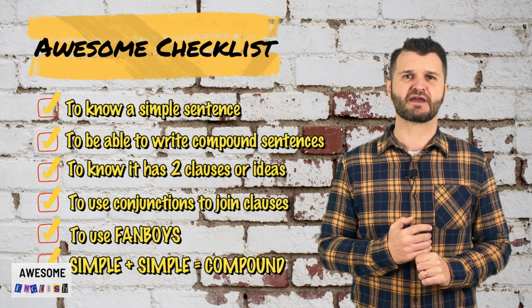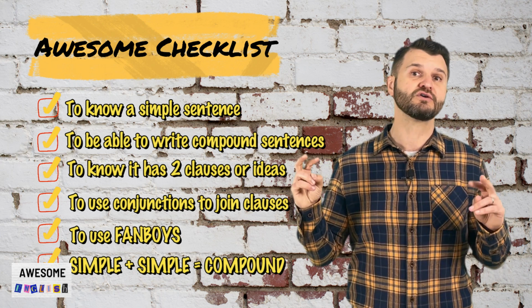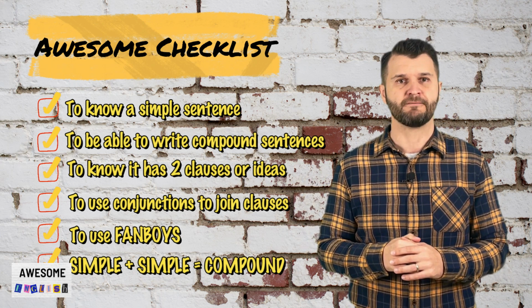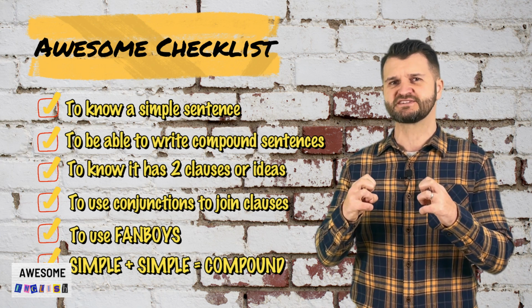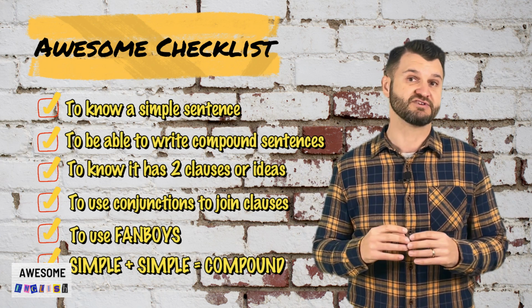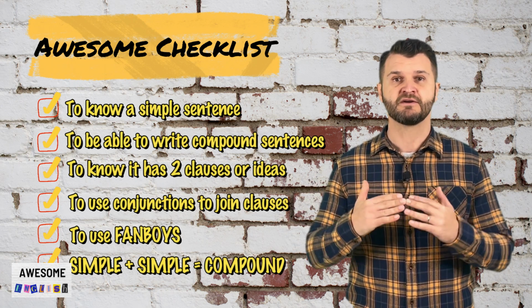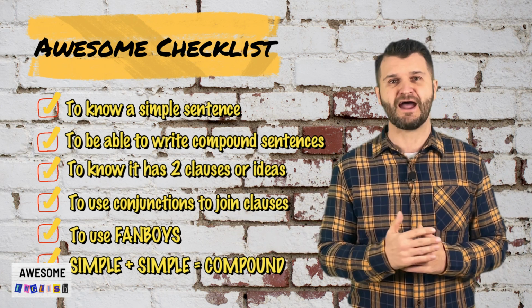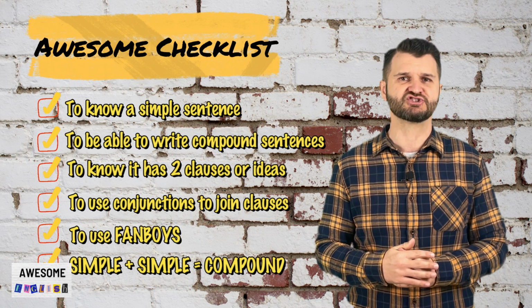Then, to know that a compound sentence has two ideas, or clauses as they're called in grammar. To know that we can join these two clauses or ideas together with a conjunction, or a glue word, as I like to call it, because they are gluing these two clauses together. To know that we can use FANBOYS to help us remember some awesome conjunctions.